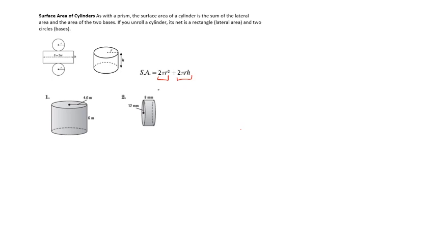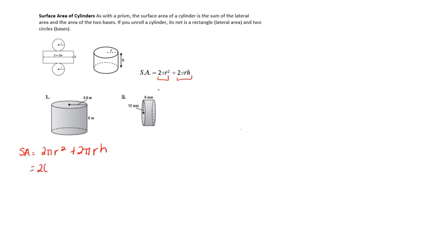2 pi r, which is the circumference of those circles. That's how long that rectangle would be, times the height of the prism. So the surface area of this one equals 2 pi r squared plus 2 pi r h.